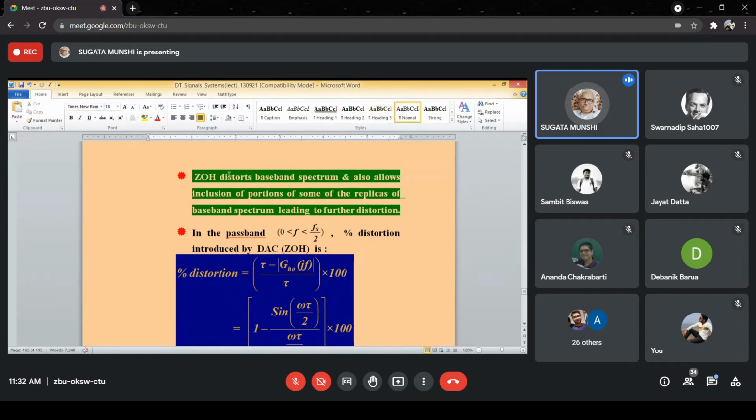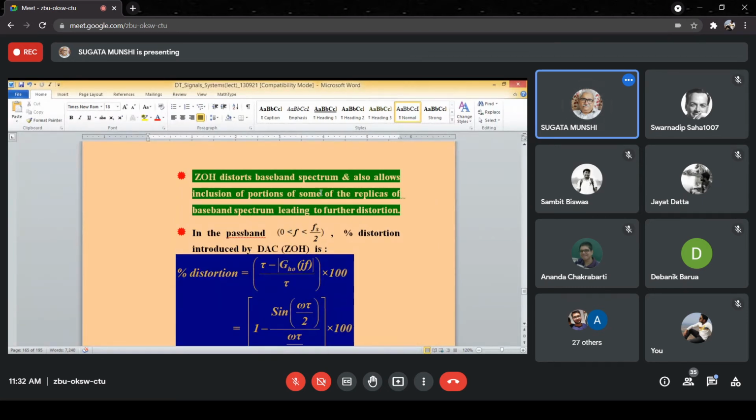Zero order hold also distorts the baseband spectrum and also allows inclusion of portions of some of the replicas of the baseband spectrum, leading to further distortion. All right. Now, within the passband, that means in the span minus fs by 2 to plus fs by 2, or you may say, for obvious reasons, only positive frequencies, f greater than or equal to 0, less than fs by 2.